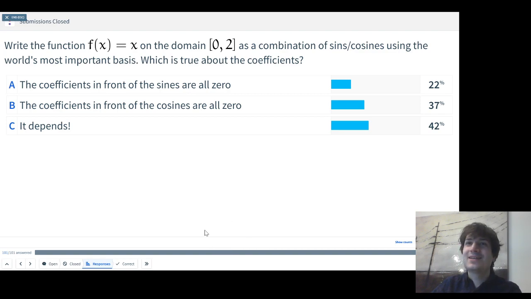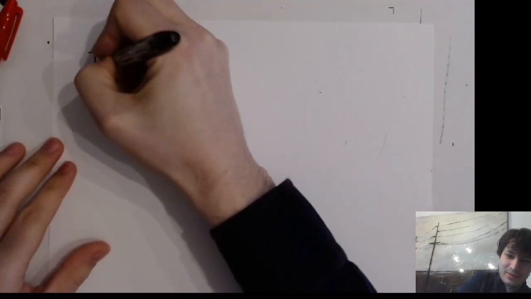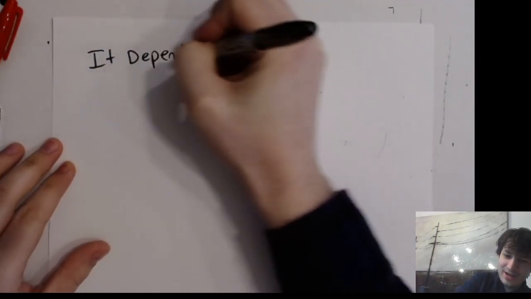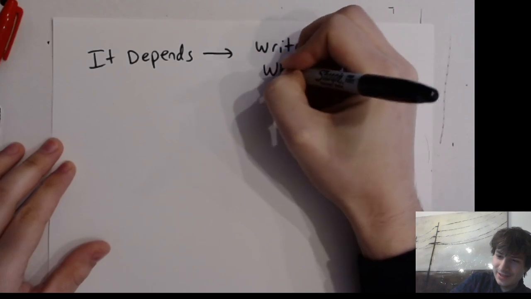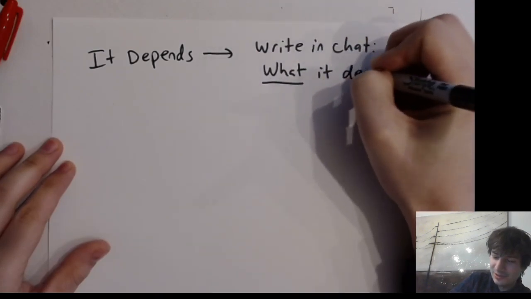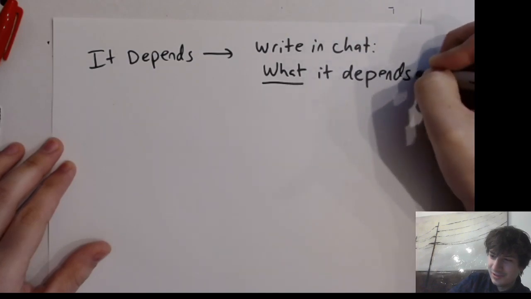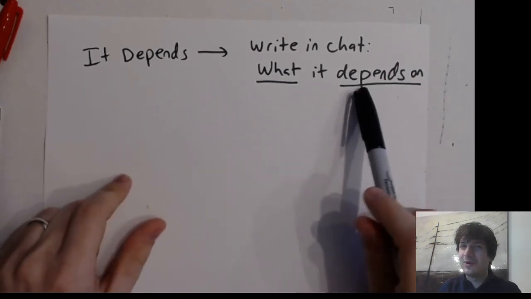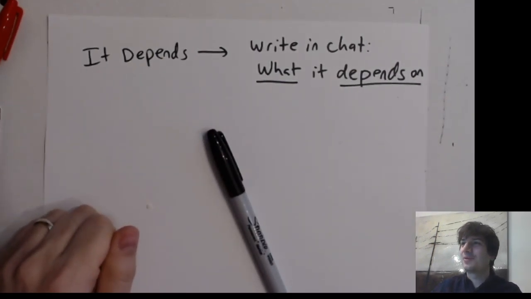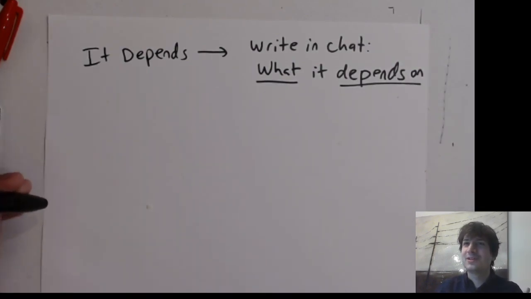Okay, so this is a little bit of a split. So what I would like is I'm going to open it up again for revoting. And if you chose it depends, then you need to write in chat what it depends on. So no escaping this time. You have to write in the chat what it depends on if you choose option C. Okay, so I'm going to reopen this again. So Top Hat is reopened. You can change your vote.